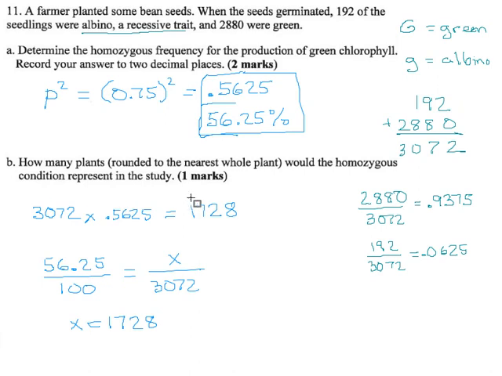So if they meant the green plants, then this is the answer. Now, if by this they meant the homozygous albino plants, then that's already been given to us. They told us there were 192, so that's another reason why I am pretty sure they wanted us talking about the greens.